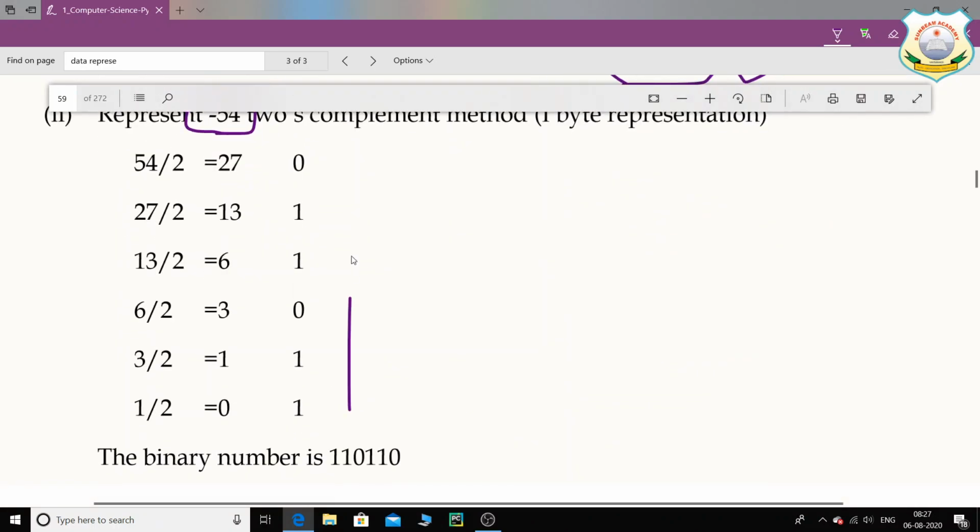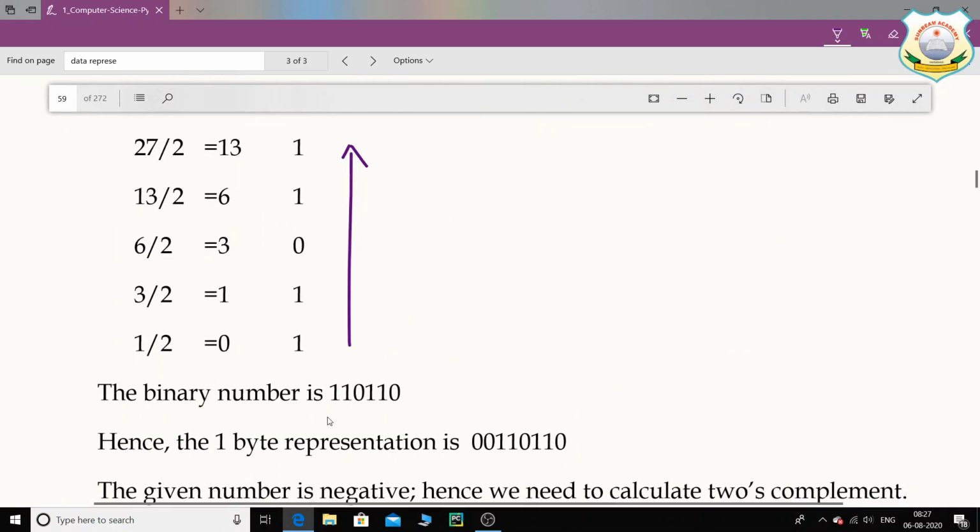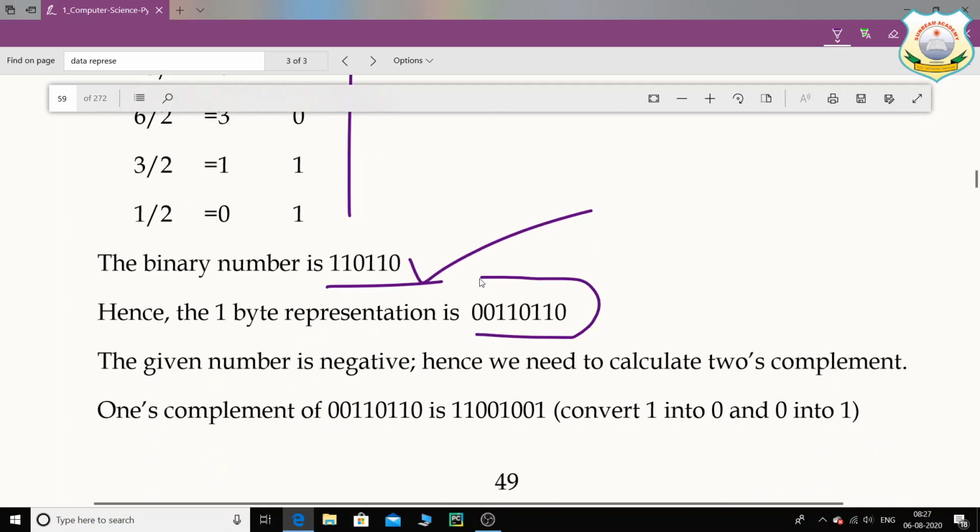Then comes the negative number, and this is a bottom to up approach, and this is the number. So these are like 6 bits over here, right? If it is 6-bit, how many zeros am I going to prefix? That is 2 zeros. This becomes what? 1 byte, isn't it? This becomes 1 byte.